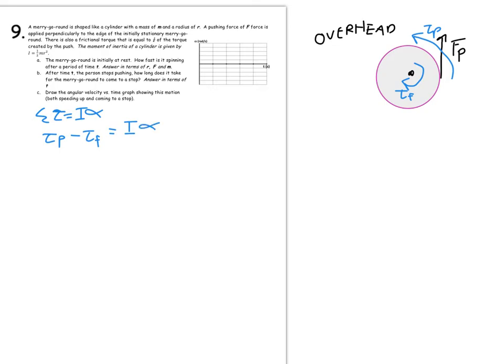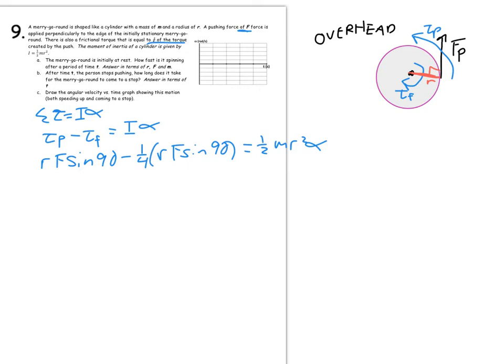We can fill in a few things. For the pushing torque, torque is R F sine theta. So I'm going to say R times the force of the push, which is just defined as F, times sine of 90, and that comes about because that pushing force is tangent to the edge of the wheel, and that's going to form a 90-degree angle with our radius. Minus our frictional torque, which we're told is 1/4 the torque created by the push. So this is 1/4 times R F sine of 90, and that's equal to our moment of inertia. For a cylinder, it's 1/2 m r squared, times our angular acceleration.